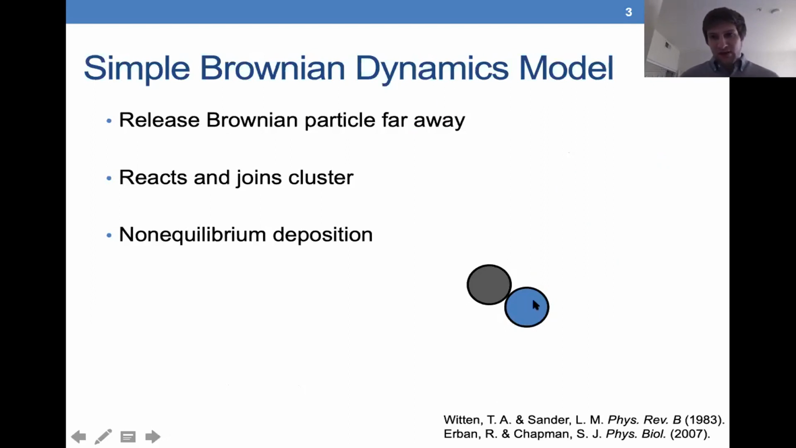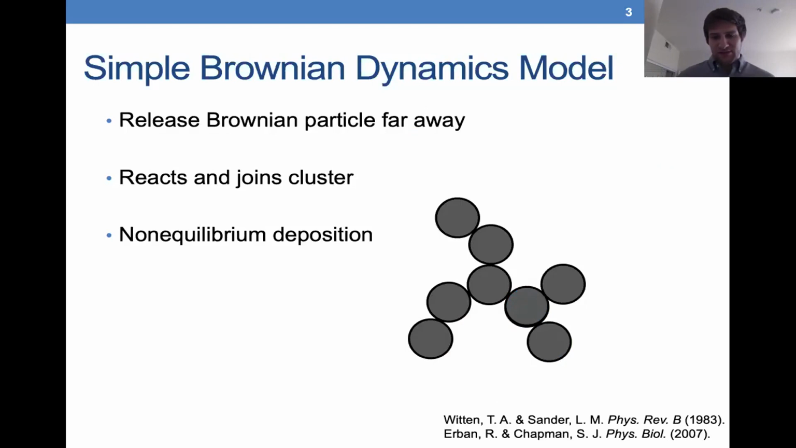And when it does so, there's a chemical reaction that drives the free particle to stick to the cluster, and it joins the cluster and becomes part of the cluster itself. And you just repeat that process over and over again. And you can build up a cluster that looks like this. So this is actually an interesting example of a very simple non-equilibrium deposition process. And it is a very simple model of the ions plating onto the anode in an electrochemical device like a battery.